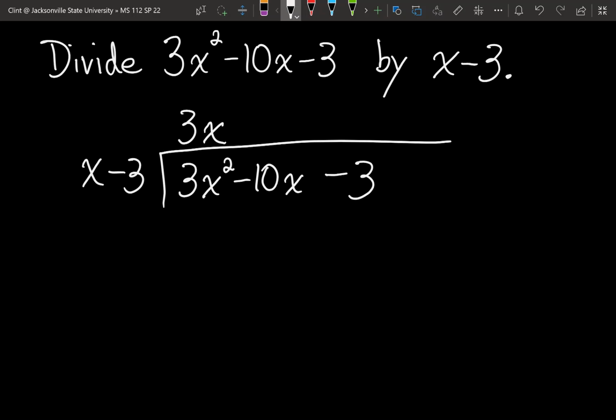So we'll do 3x times x. We'll get 3x squared. We already knew that's what was going to happen. And then we do 3x times negative 3. We get negative 9x.